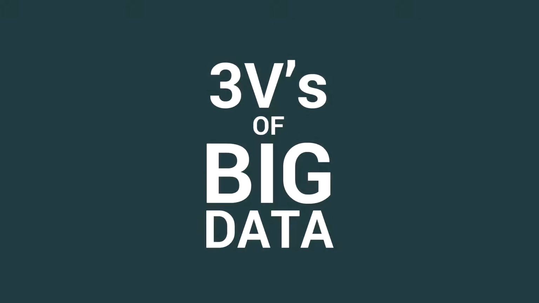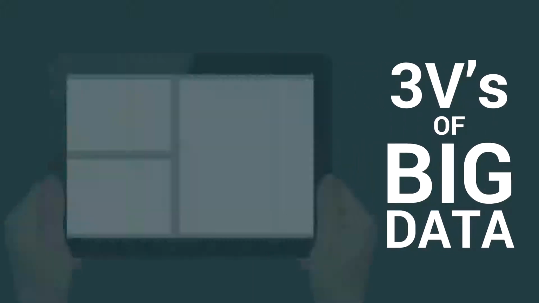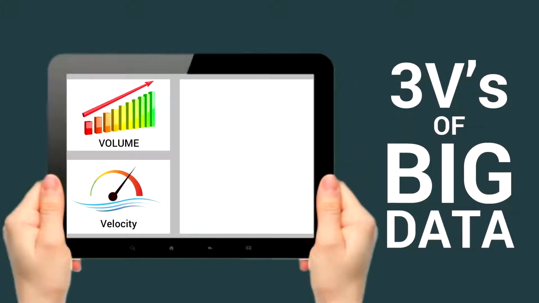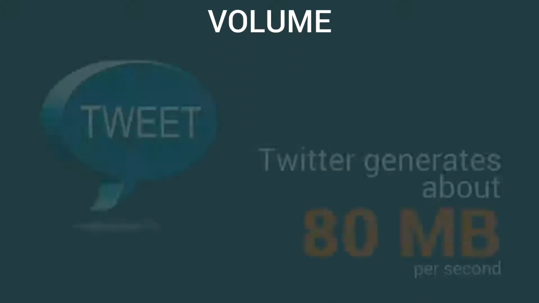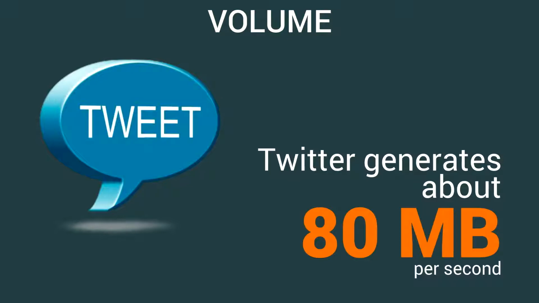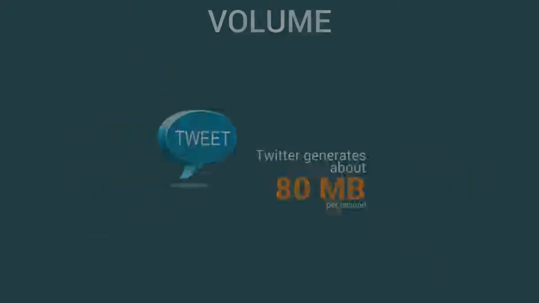Big data is characterized by the 3 V's: volume, velocity, and variety. Volume obviously is the amount of data generated. For example, Twitter generates about 80 megabytes per second. Velocity is the speed at which data is generated and processed.